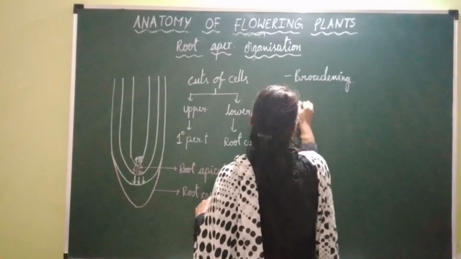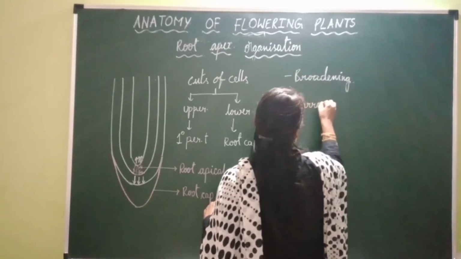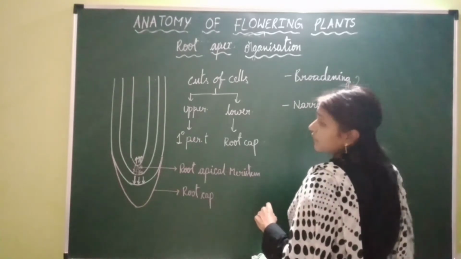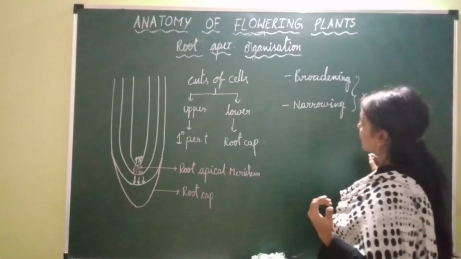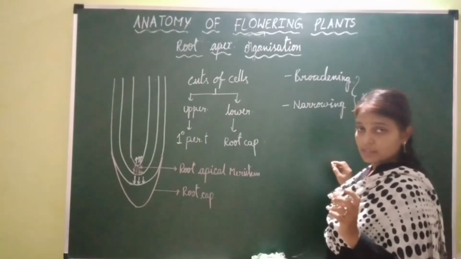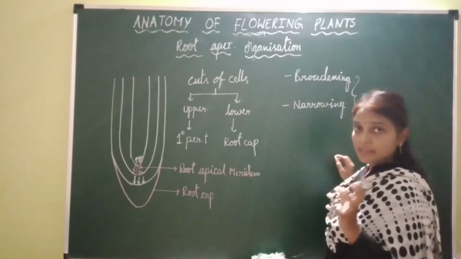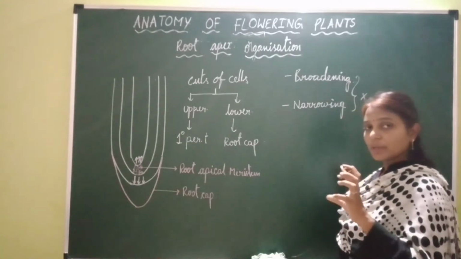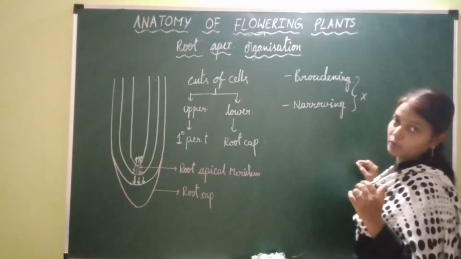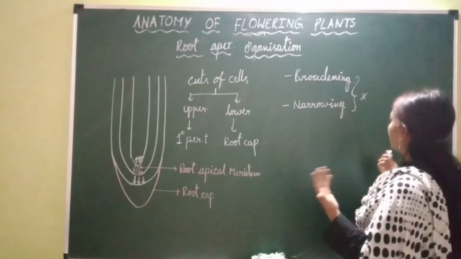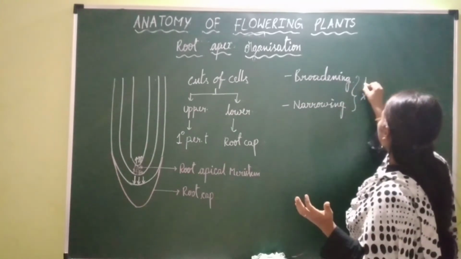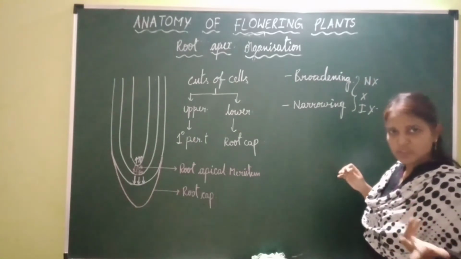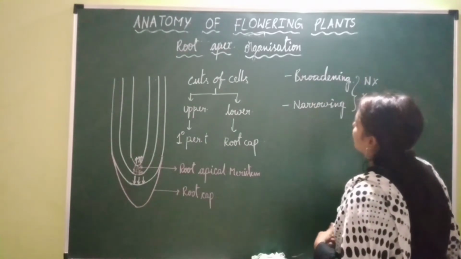So if broadening and narrowing of this root apical meristem is absent, what happens? There is no formation of nodes and internodes. What we discussed in the case of shoot apex organization is that where there is broadening, it results in the formation of a node finally. And in the regions where narrowing of the shoot apical meristem occurs, it results in the formation of internodes. So here, as there is no broadening and narrowing, there is no formation of nodes and internodes also. So in roots, nodes and internodes are absent. So this is about root apex.